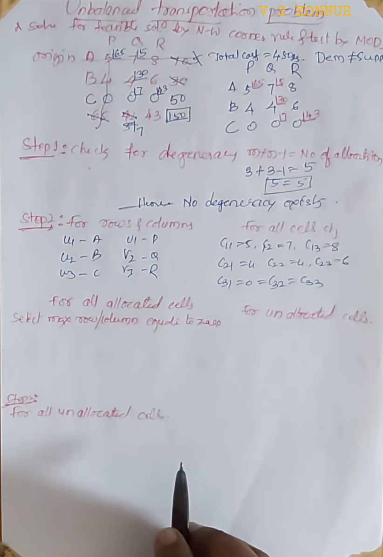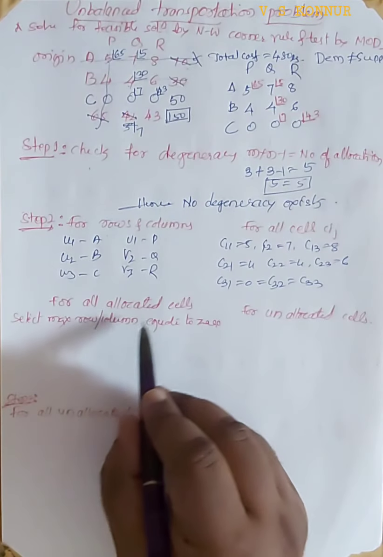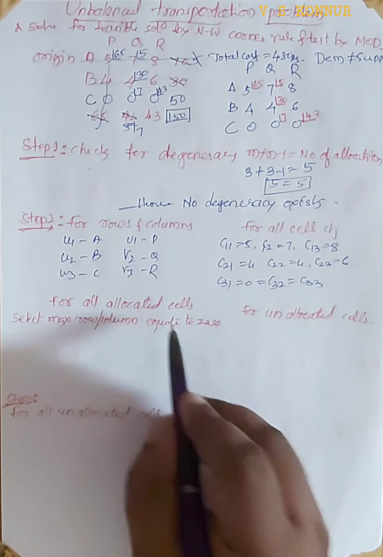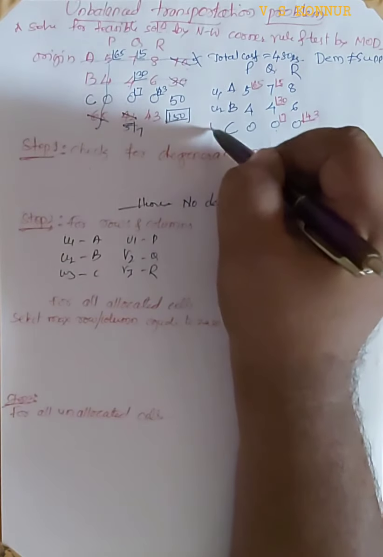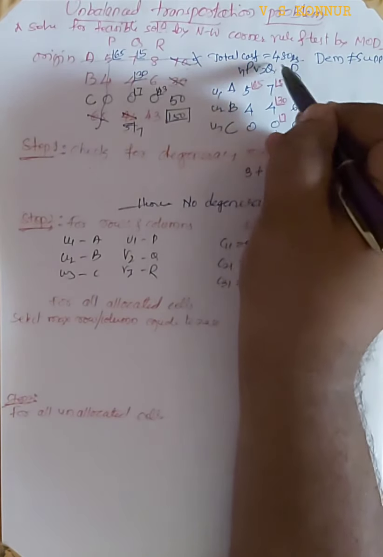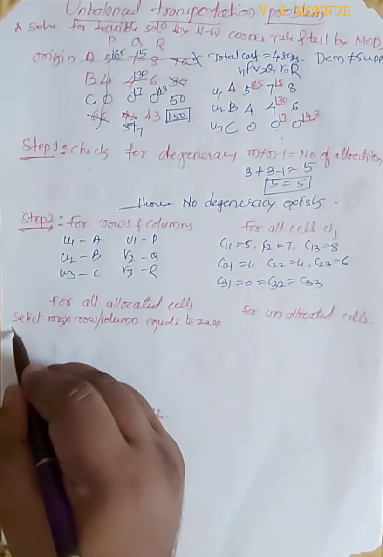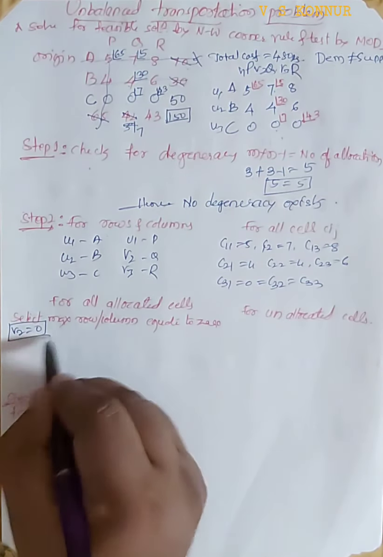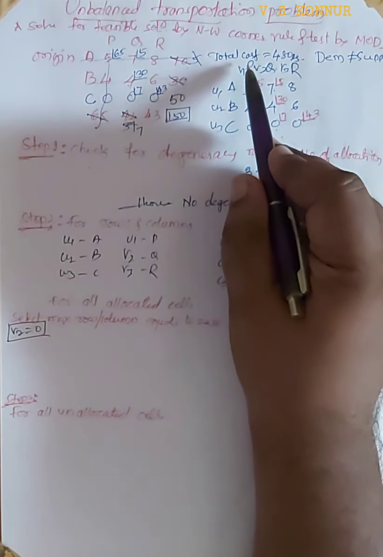Now for all the allocated cells, we should make any one as 0. So V2 is having maximum allocation. We will consider V2 is equal to 0. Now we should calculate for all the allocated cells.